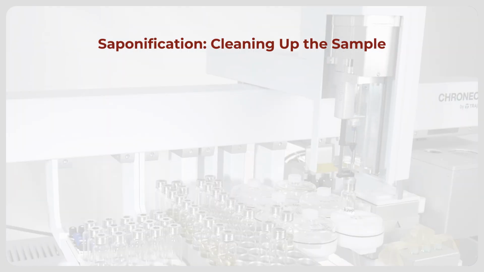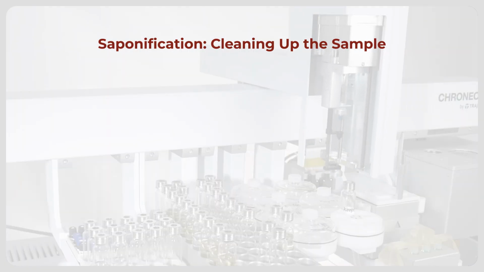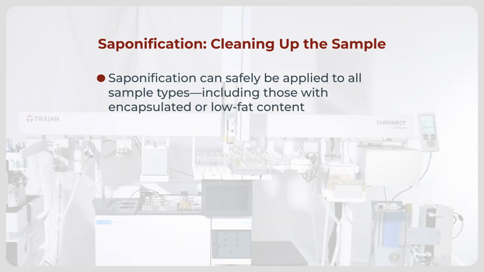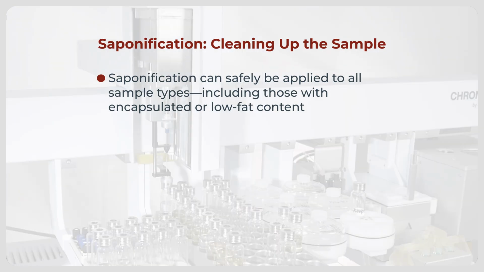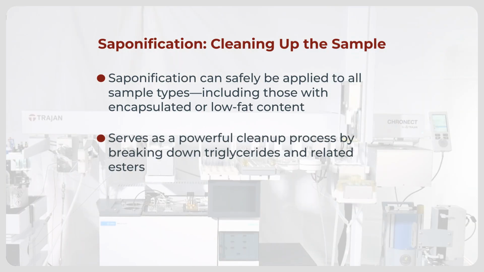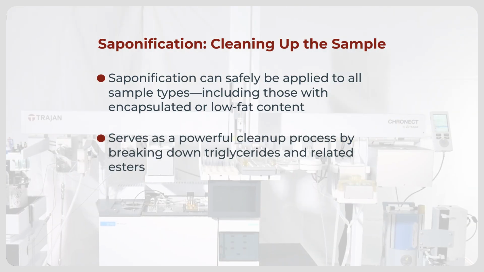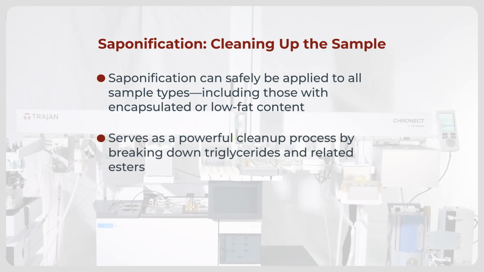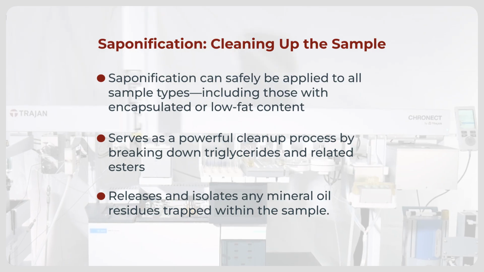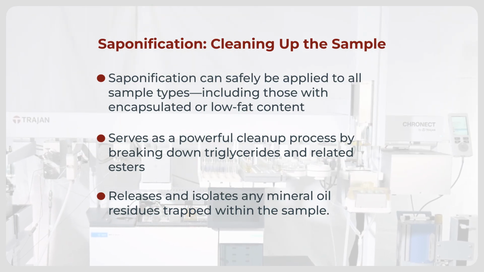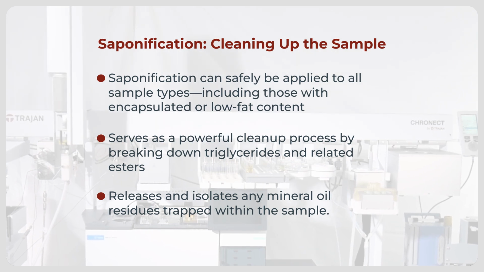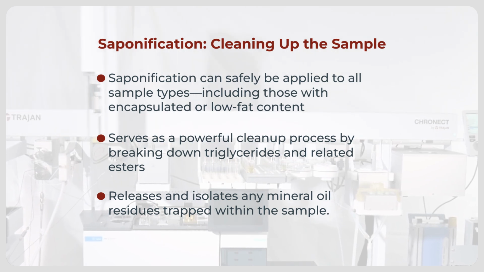Although ISO procedures describe these as separate steps, saponification can safely be applied to all sample types, including those with encapsulated or low-fat content. This step does more than just remove fats. It serves as a powerful cleanup process by breaking down triglycerides and related esters, which helps release and isolate any mineral oil residues trapped within the sample. Since saponification does not chemically degrade the compounds, we use it consistently throughout our workflow to achieve cleaner extracts and more reliable chromatograms.